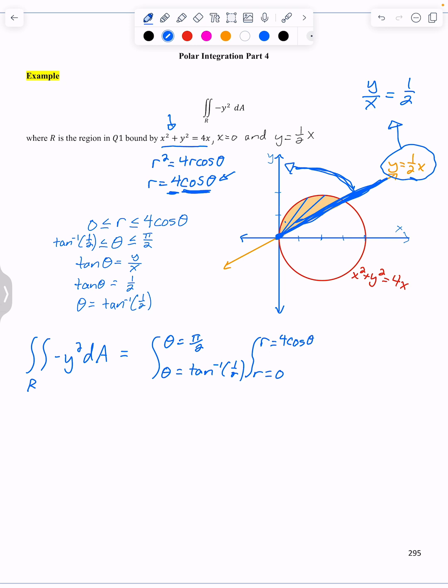And then the inside, we've got negative y squared, so we have to convert that. That's going to be negative (r sine theta) squared. And then we have to switch to polar, so we introduce r dr d theta. So there's my integral. We can multiply that out and work it, so let's do that.